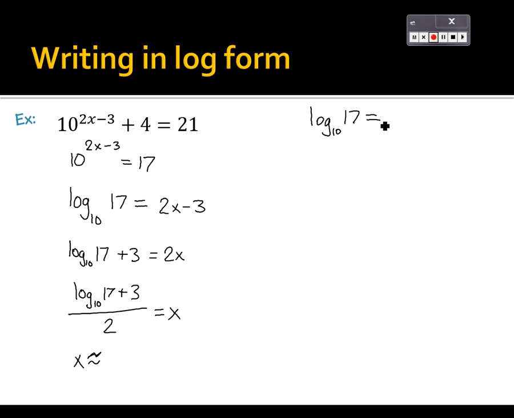How do we get, yeah, Jesse? Log 17 divided by log 10. Everyone do that. Go ahead. Did it work? Should be 1 point something, right? 1.2 whatever? Okay.